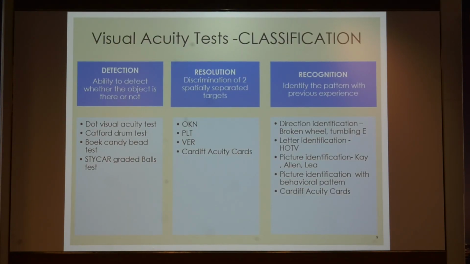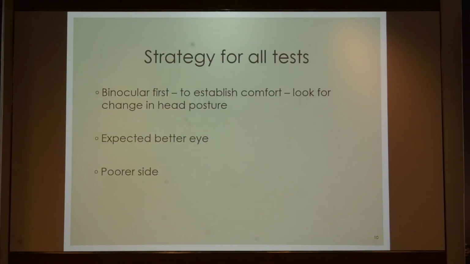So visual acuity tests are divided into 3 groups: detection, resolution, and recognition. Depending on the age of the child, we decide which test is to be used. Irrespective of the test that we use, the strategy is the same. We do binocular testing first to create a comfort zone and also look for any compensatory head posture. Then we test the better eye, and then we move on to the poorer side.